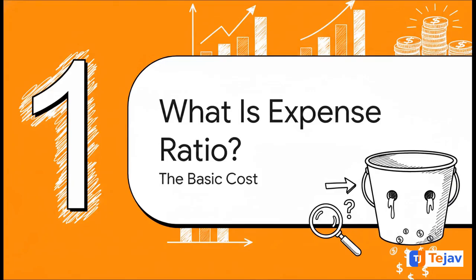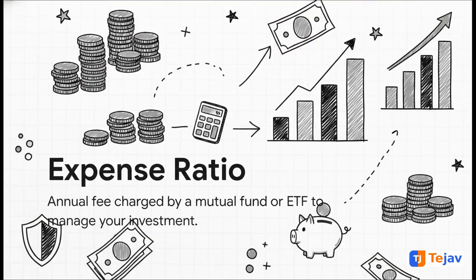Section 1. What is an expense ratio? Simply put, the expense ratio is the annual fee charged by a mutual fund or an ETF to manage your investment, and it's always expressed as a percentage. Think of this as the basic cost of doing business in the investing world. You are hiring someone to manage your money, and, well, this is their fee.